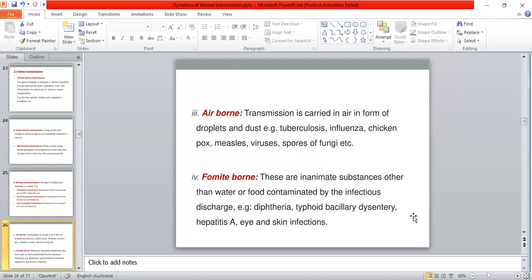Airborne transmission. Transmission is carried in air in the form of droplets and dust, for example, TB, influenza, chickenpox, measles viruses, spores of fungi, etc. Fomites. These are inanimate substances other than water or food contaminated by infectious discharge. For example, diphtheria, typhoid, bacillary dysentery, hepatitis A, eye and skin infection.